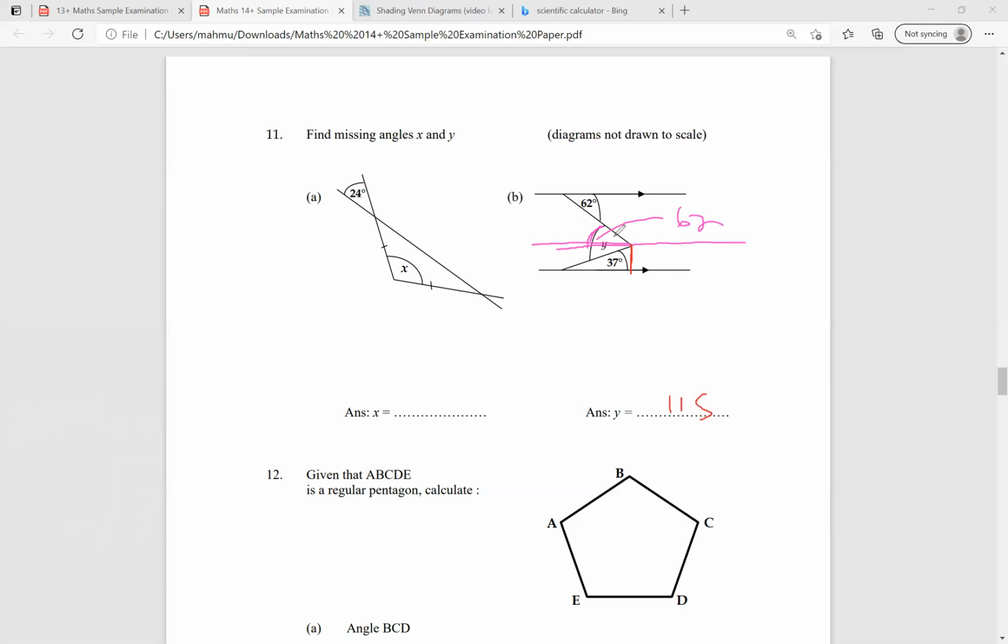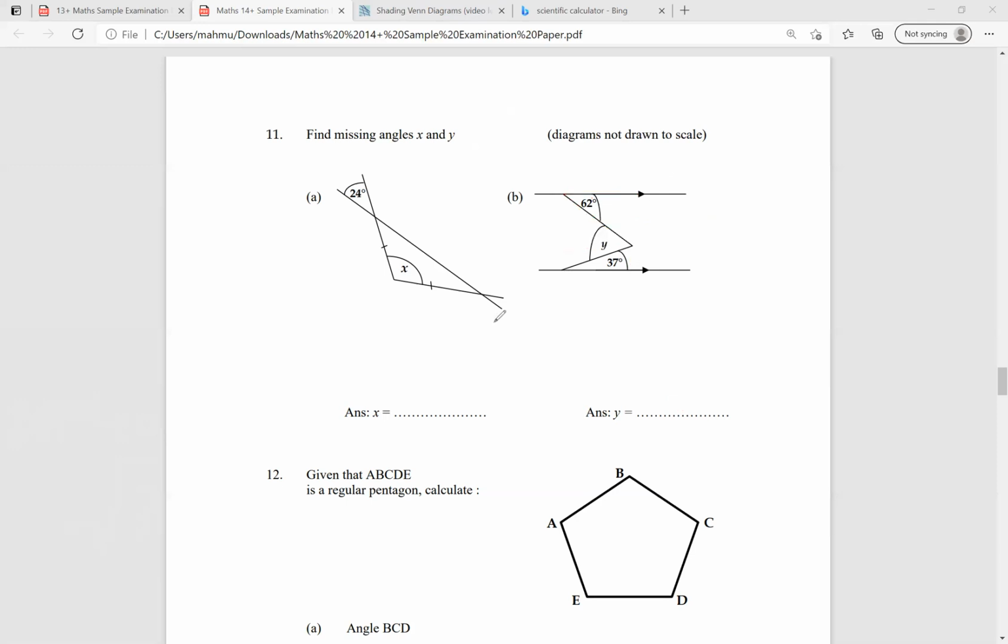Because what I did, I assumed if I put a line in the middle here, I made this. So these two will be the same, so it's parallel. Then this part will be 90 degrees, right? My 90 minus 37, I'm left with 53. 53 add 62 gives me 115. So you have to play around with this one a bit to get the answers.